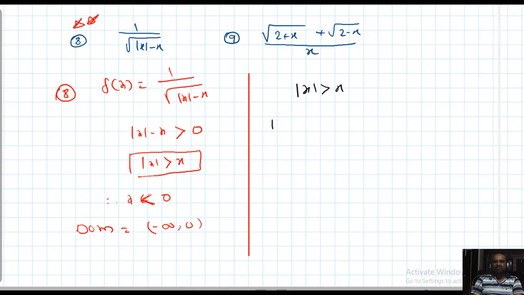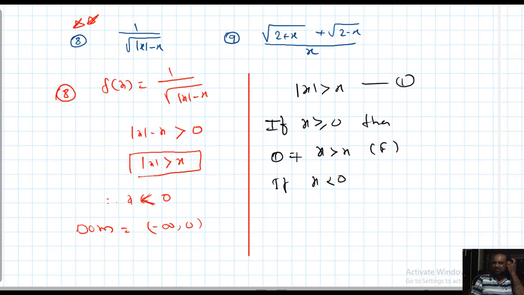Okay, if x is greater than or equal to 0, then what happens? Mod x becomes x, so x greater than x, which is false. Means your x should not be 0 or greater than 0. That is the final conclusion for this case.